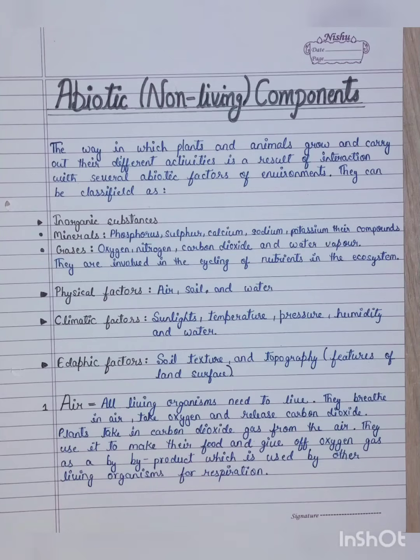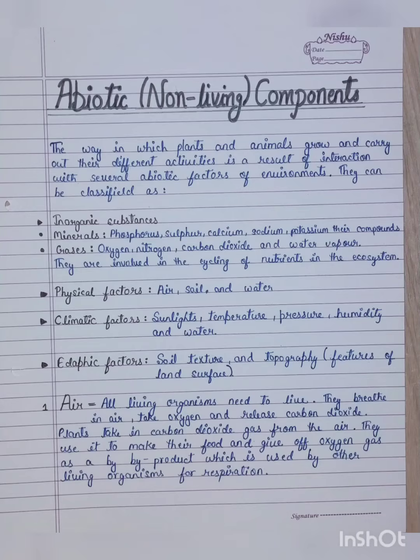Physical factors: air, soil, and water. Climatic factors: sunlight, temperature, pressure, humidity, and water. Edaphic factors: soil texture and topography, features of the land surface.